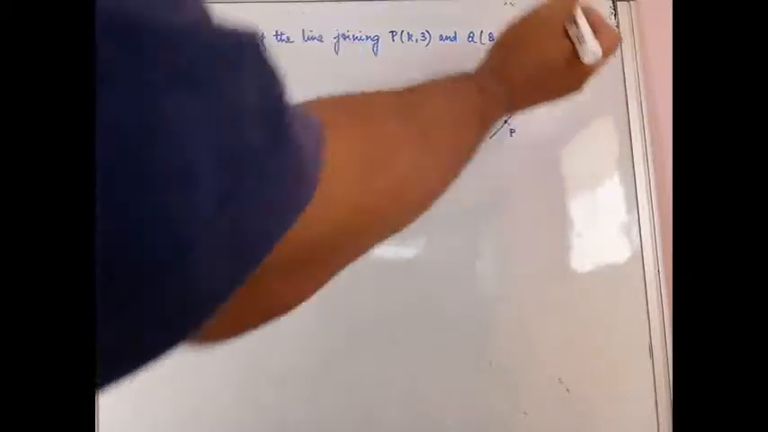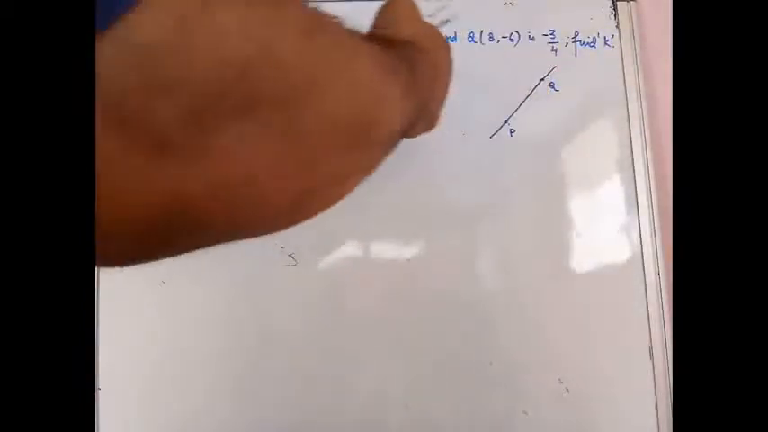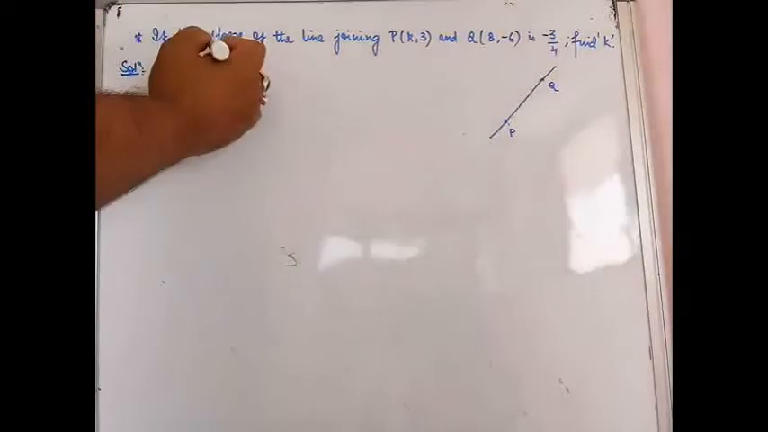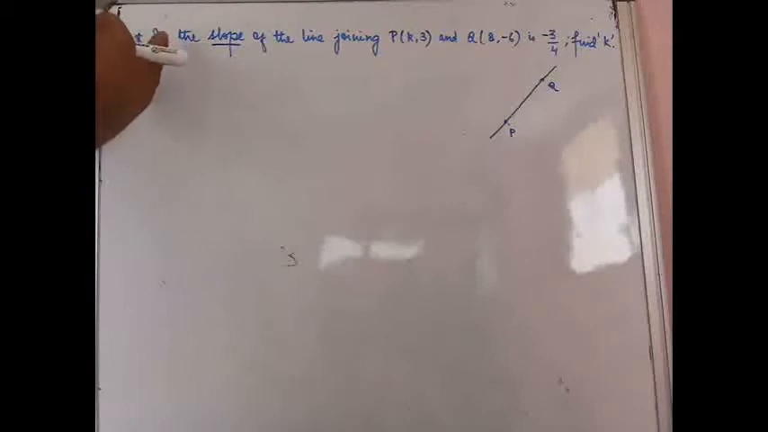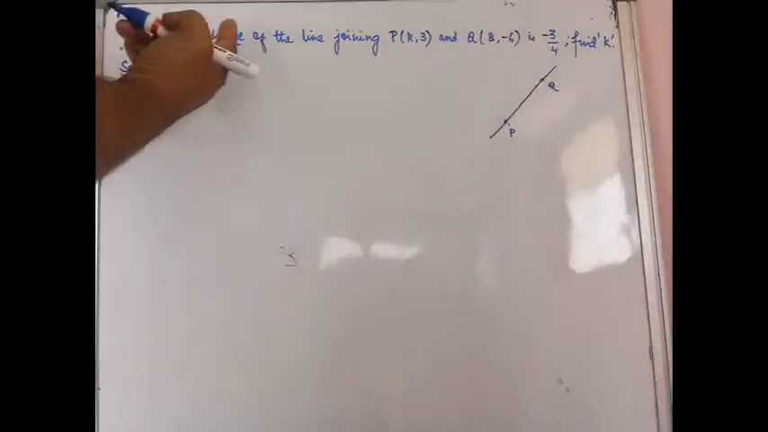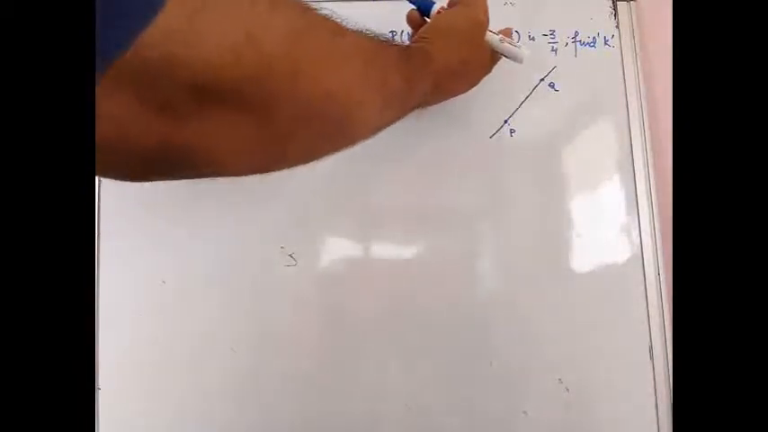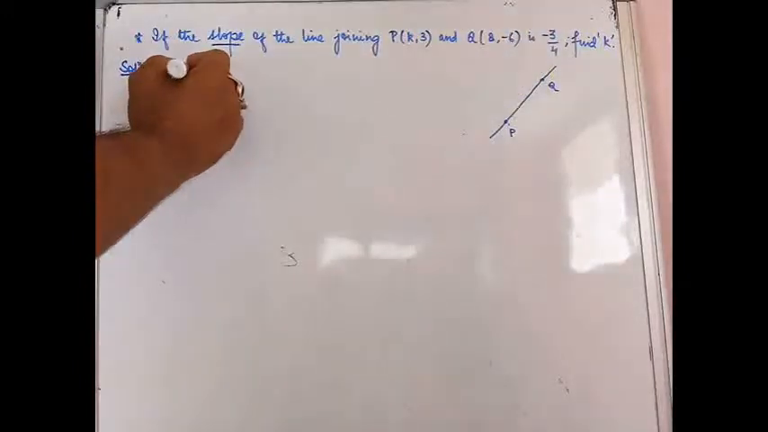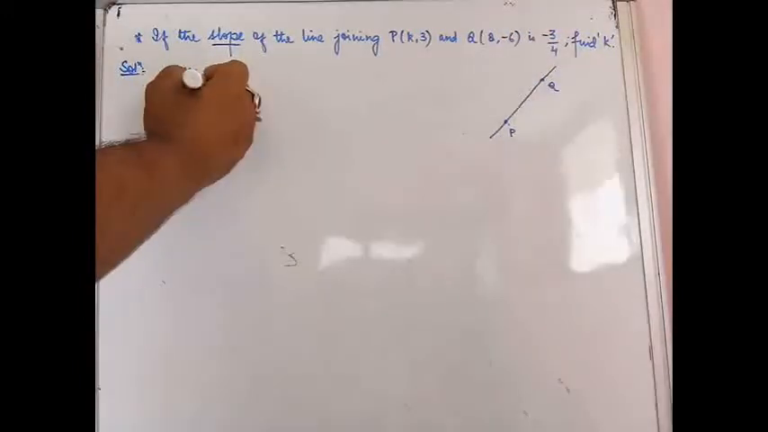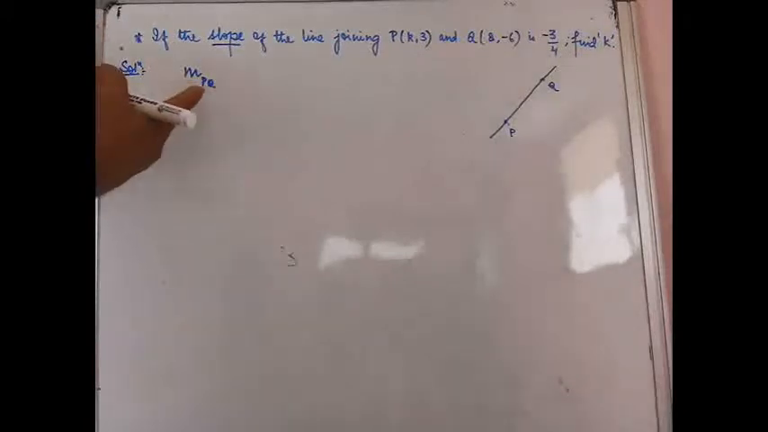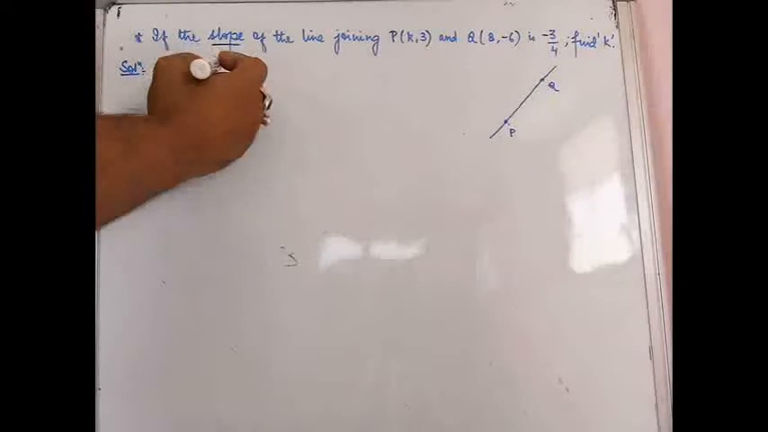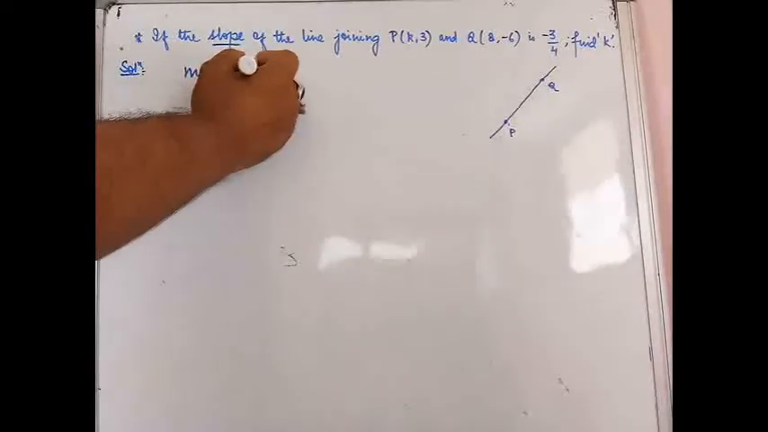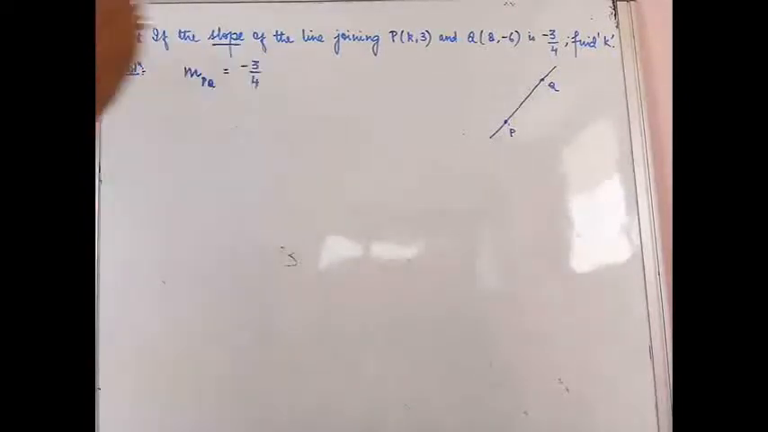and suppose that that line is passing through 2 points P and Q. These 2 points have been given, and the slope of this particular line is minus 3 by 4. So if you read the question properly, if the slope of the line joining P and Q is minus 3 by 4, that means the slope of PQ, you will write PQ in small font right at the bottom, equal to minus 3 by 4. This is the information that is given.